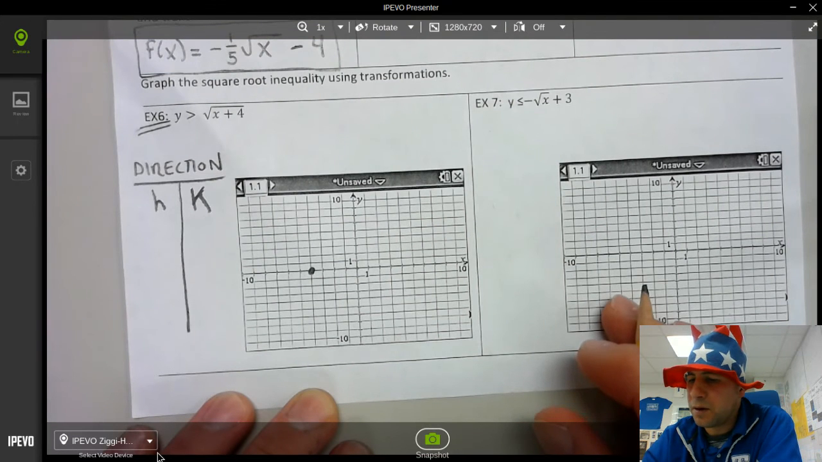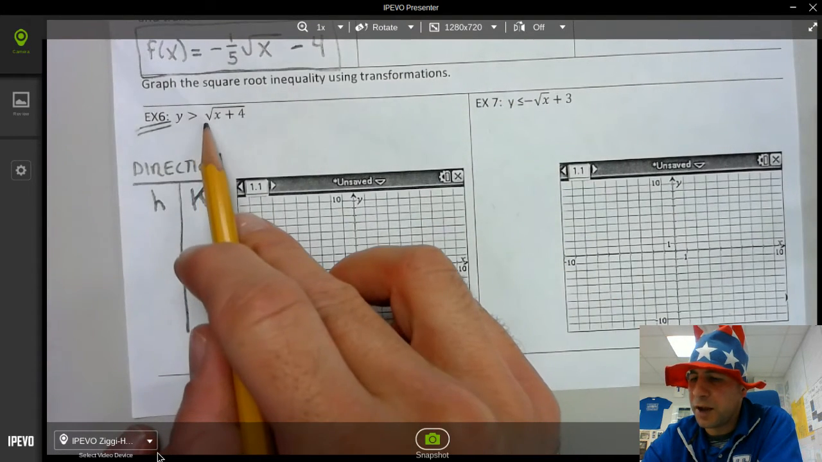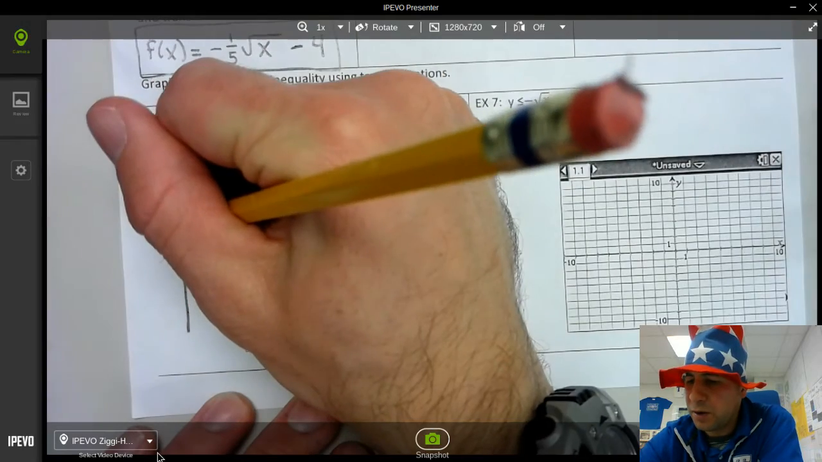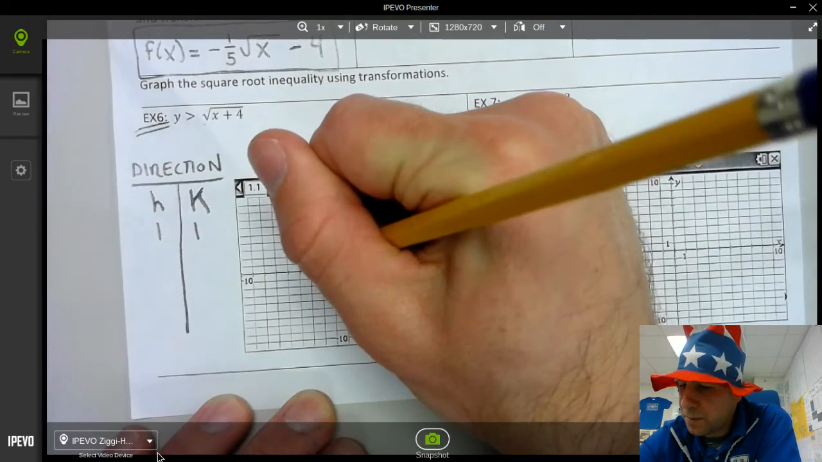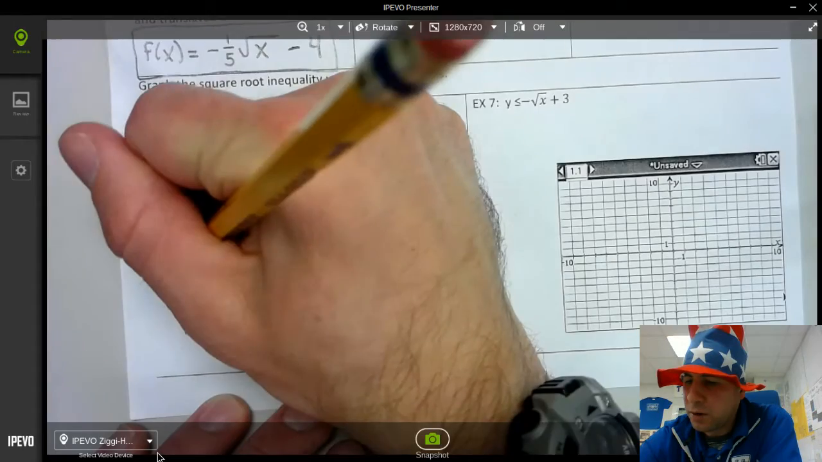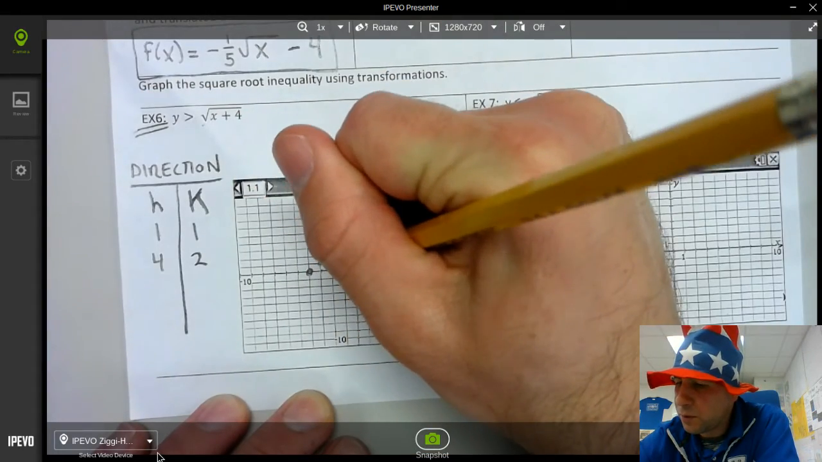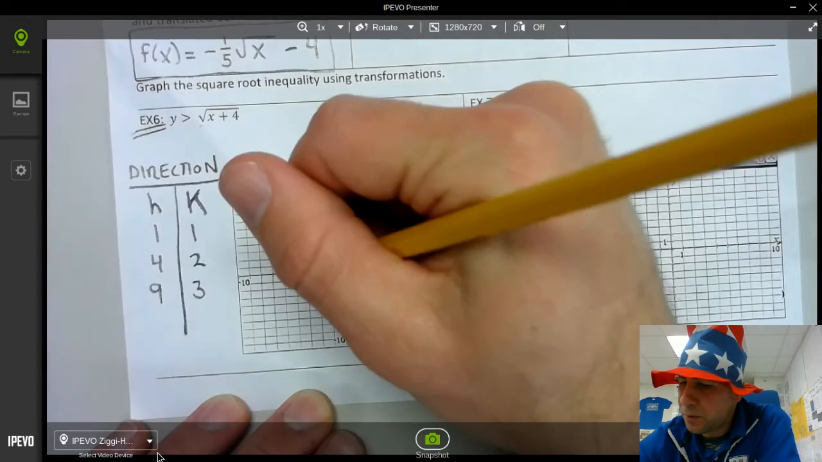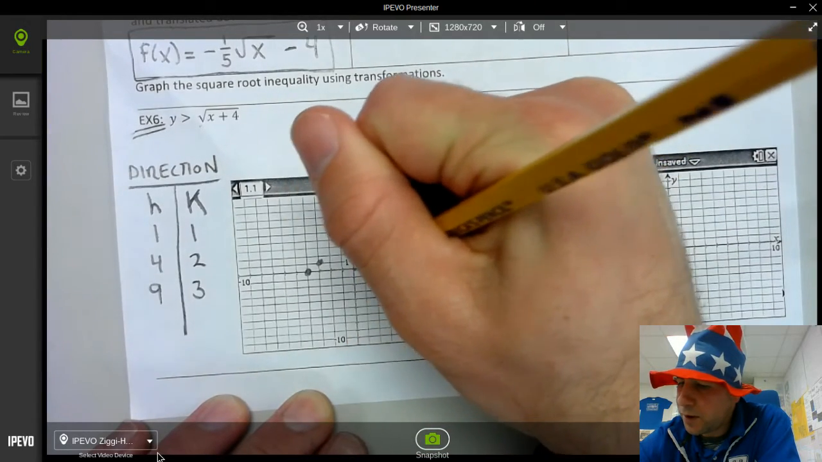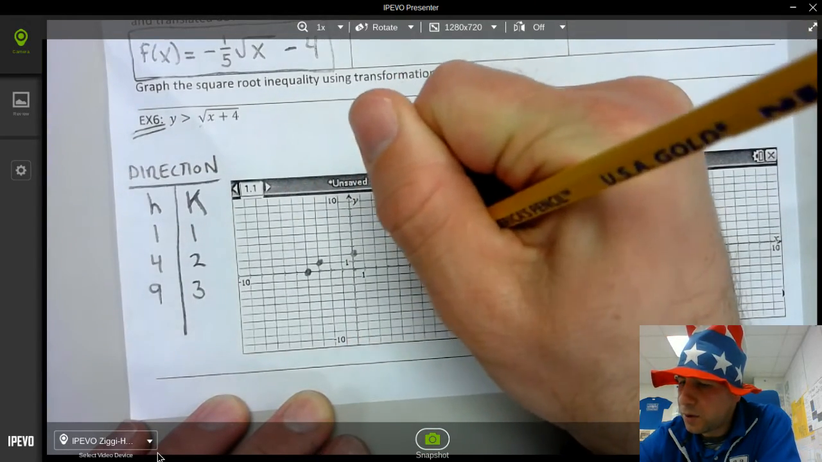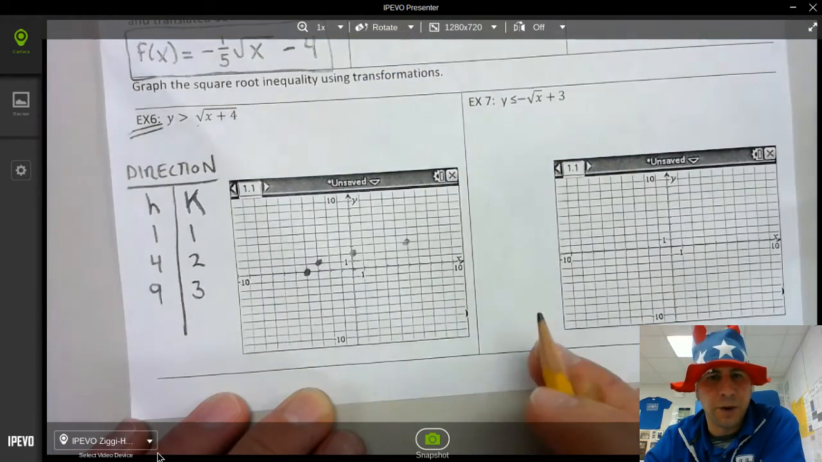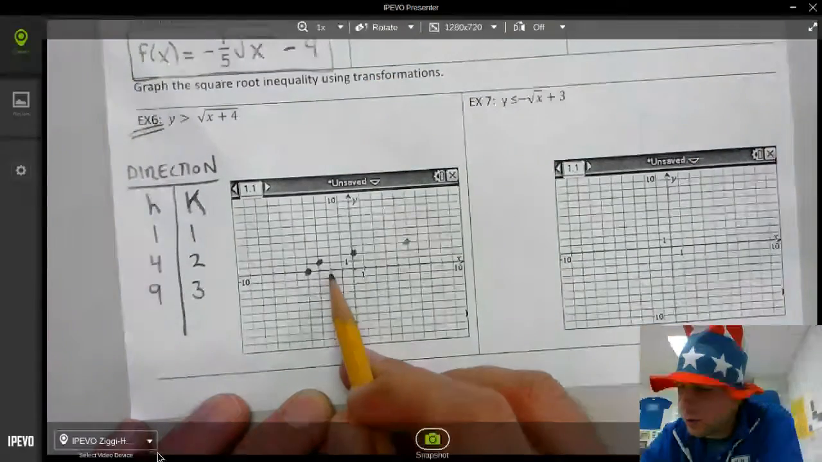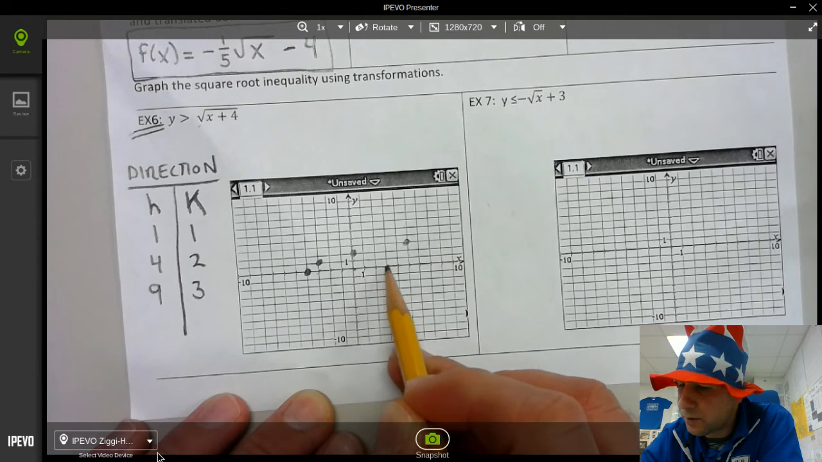So then, now we do directions. Now, we know there's nothing out here, so we just know we go to the right 1, up 1. We go to the right 4, up 2. And then we go to the right 9, up 3. And I always double check and count again just to make sure they're right. 1, 2, 3, 4, 5, 6, 7, 8, 9.